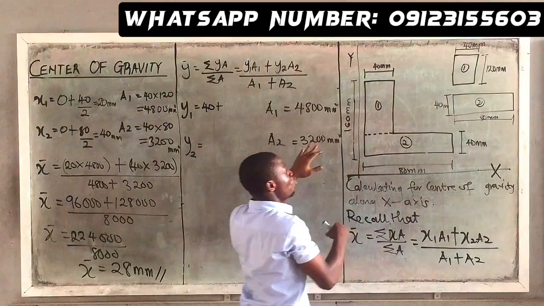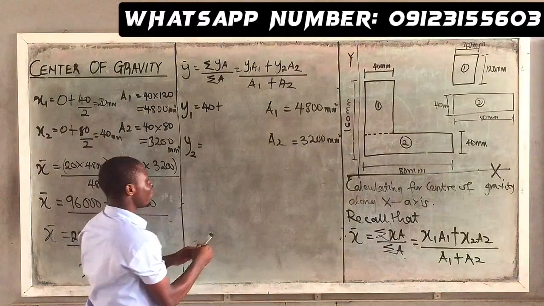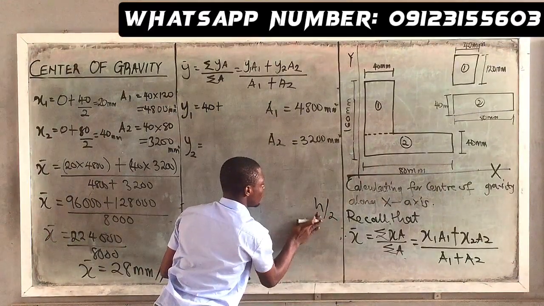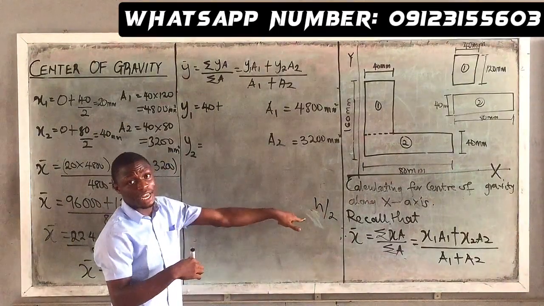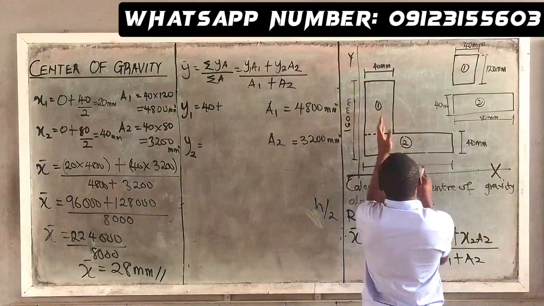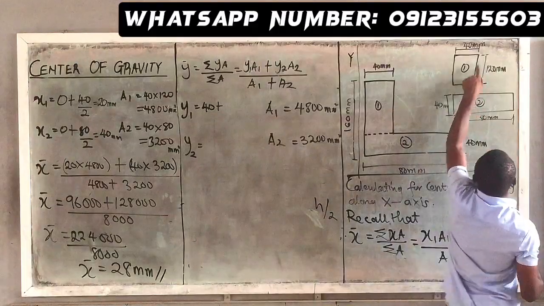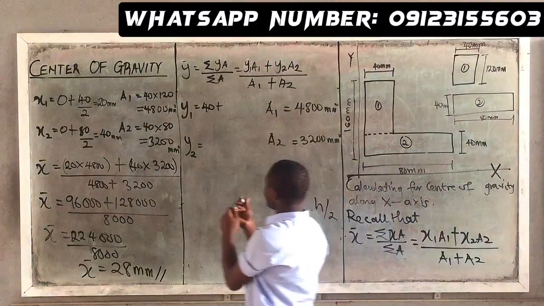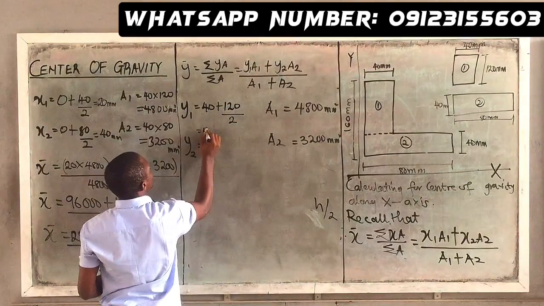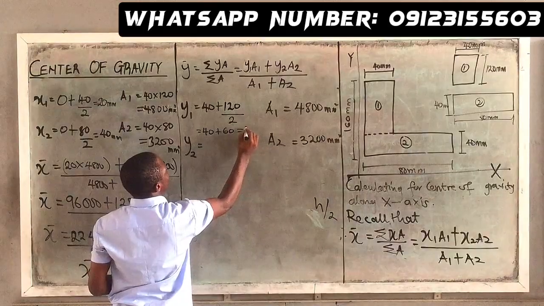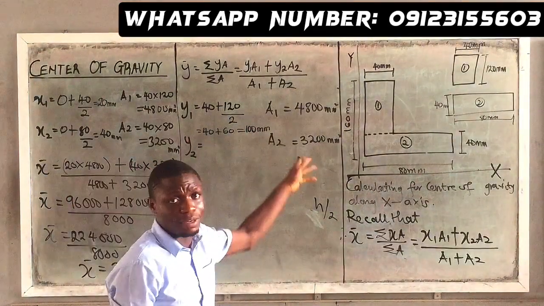Checking the table, to get the center of gravity along the y-axis, I give h over 2. For section 1, what's h here? The height is 120. 120 divided by 2. Of course, I'll have 40 plus what there? 60, to give 100 millimeter as my center of gravity along the y-axis, please.